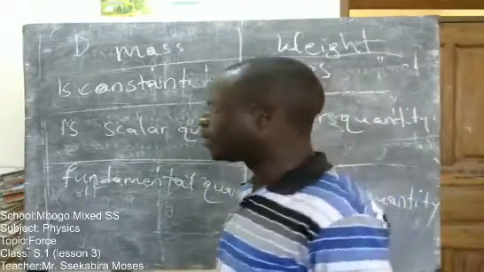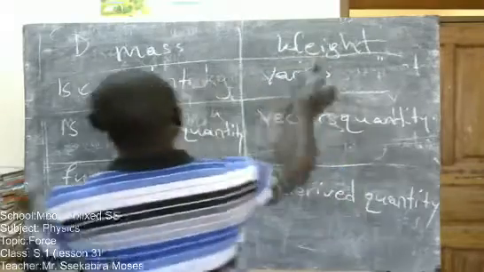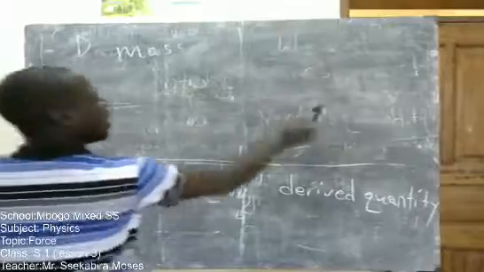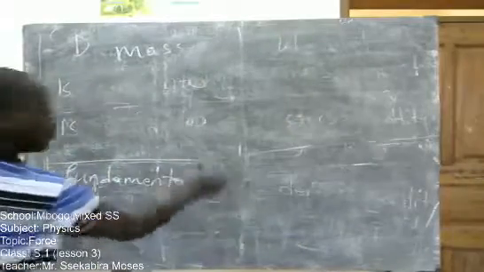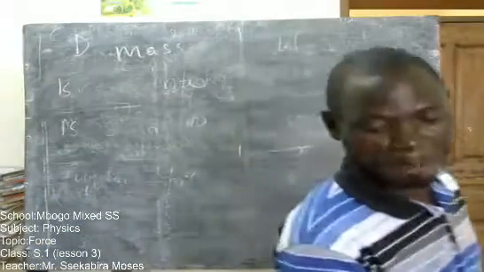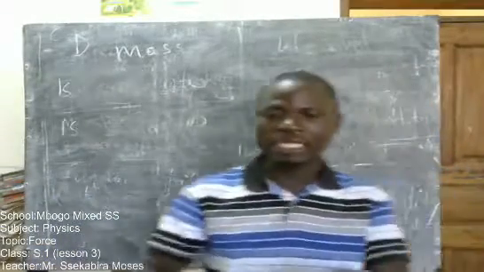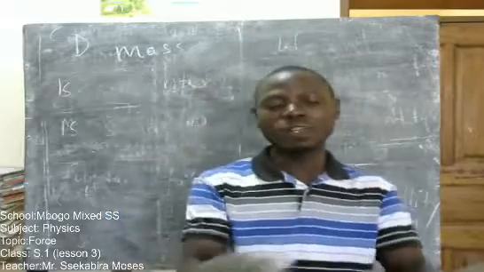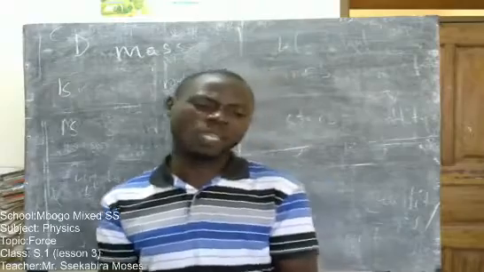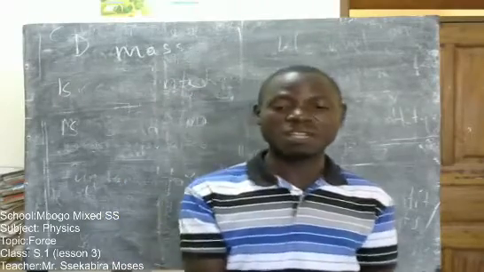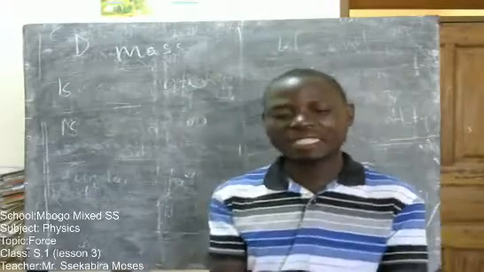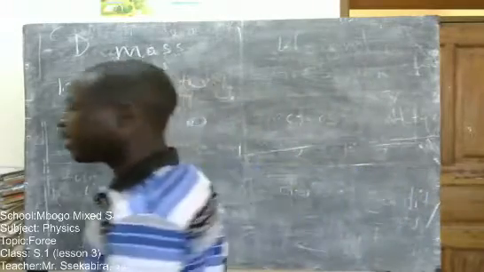Now, our major concern as a physicist, when you go to the society, maybe one of our parents may Google the differences between mass and weight, and find that mass is constant, weight varies, but can ask you, why does weight vary? Why does it change from one place to another?